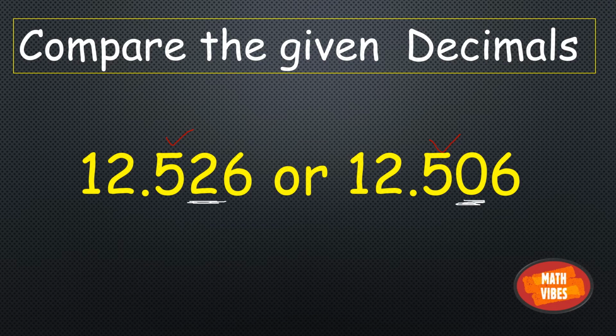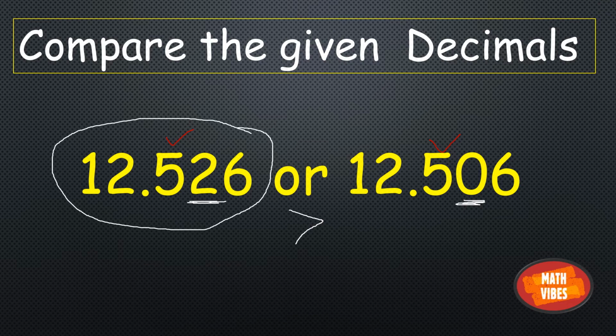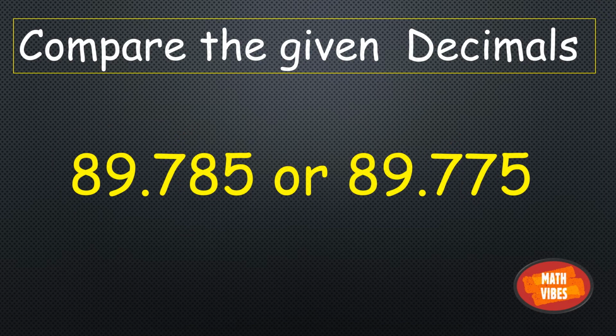Okay, so here at the 100th place you have 2 and here at the 100th place you have 0. Alright, so which number is bigger? We know that 2 is greater than 0. That means 12.526 is greater than 12.506. Right? Then let's solve this question now.